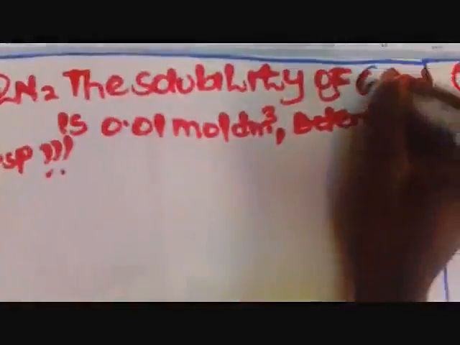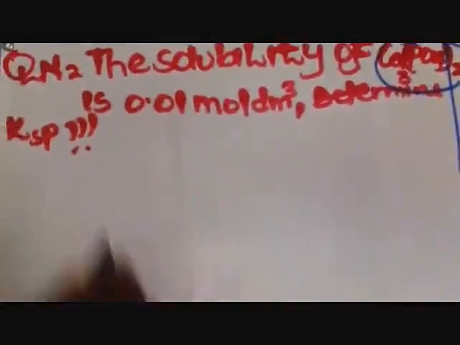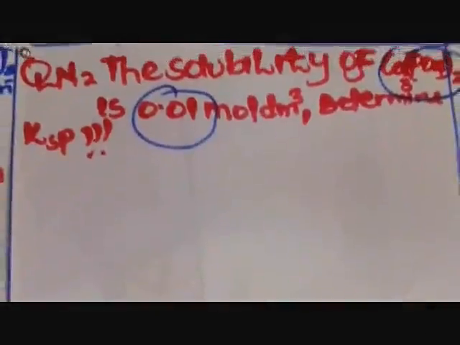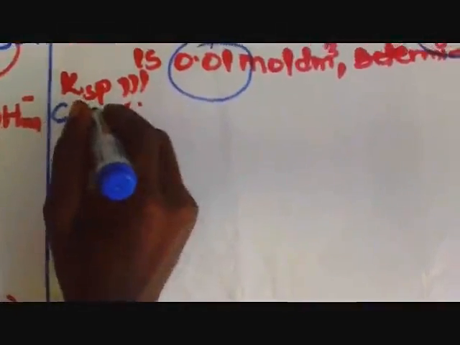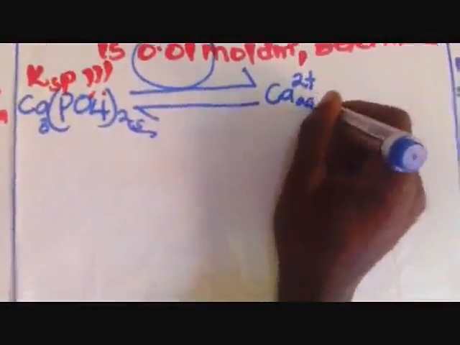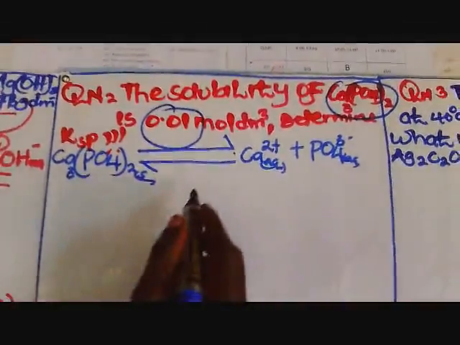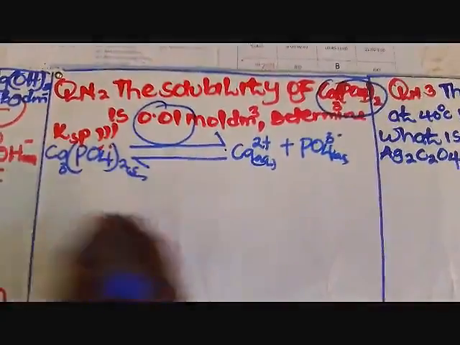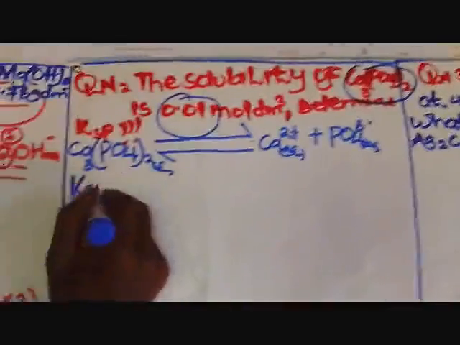Calcium phosphate, members, is this. Then they are telling us to determine Ksp. Remember we said we have to begin by writing the equation. So we are going to begin by writing our equation here. That is calcium phosphate like that, and it is breaking down like that to produce the calcium ions. So now members, after writing our equation as you have written it there, then we write the Ksp expression.